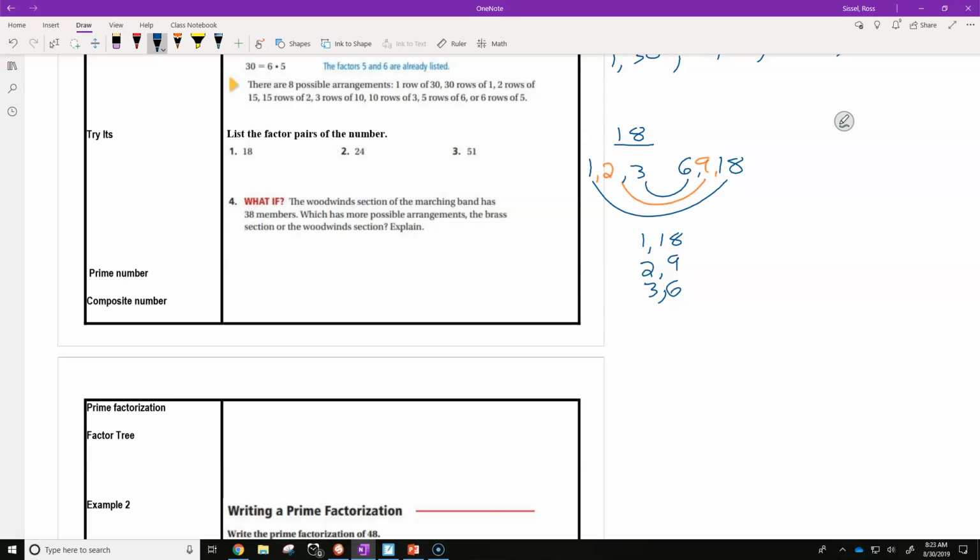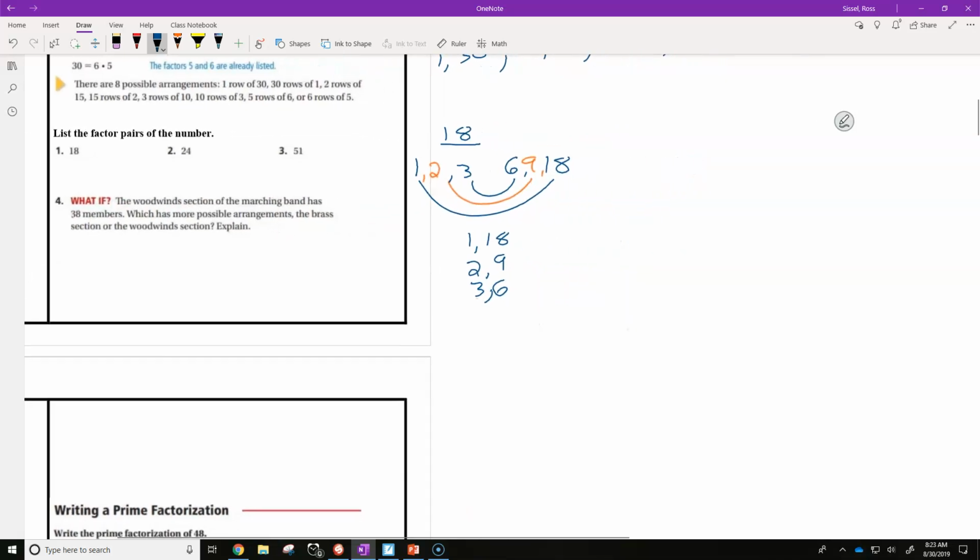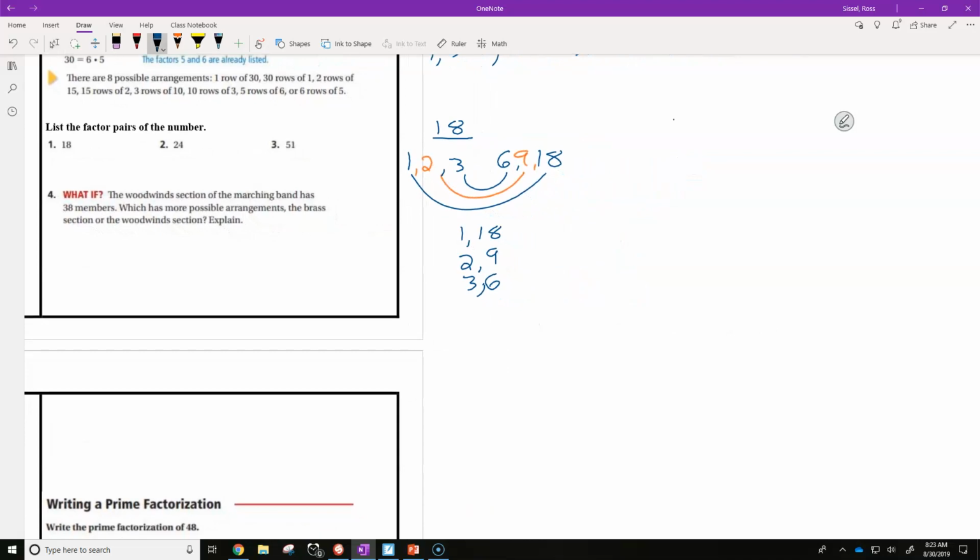Okay? Let's try one more. Let's do 24. Ooh, we always played a game with infinity ball. We called it factor ball. So factor ball, the way we played it, was one person shouted out the next factor, and the person had to say what was its pair, and we had to go in order.